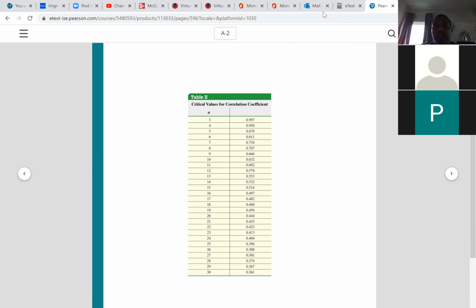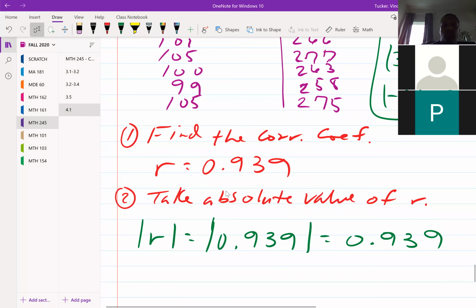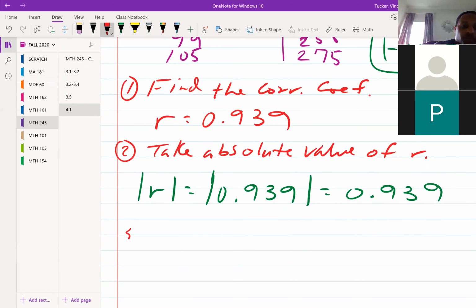Now let's go back to our notes, to our example. We'll come back to that chart. So what we need to do is find the critical value.